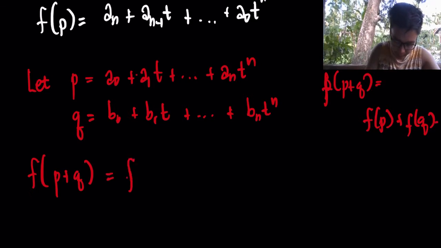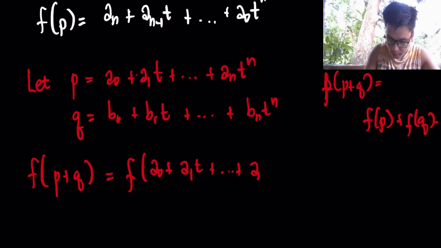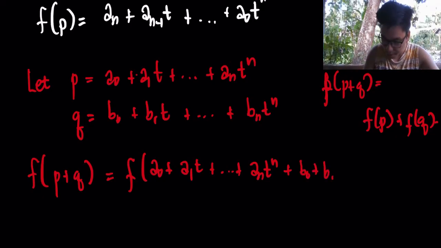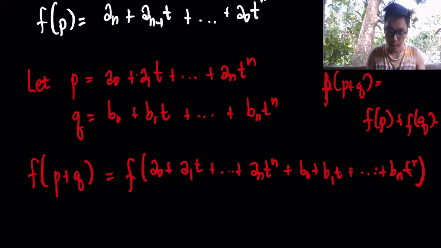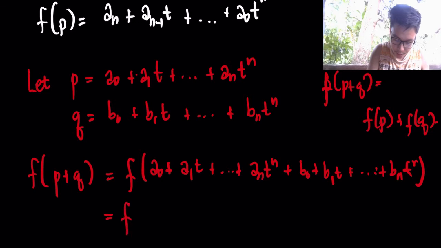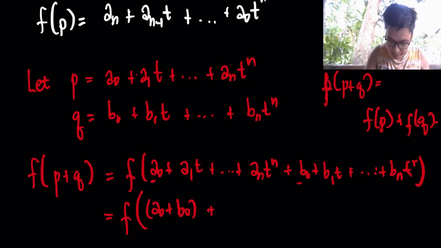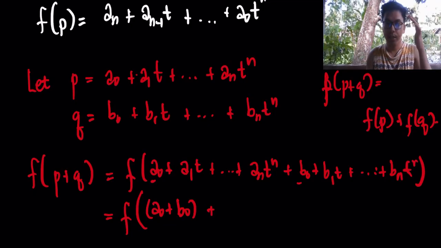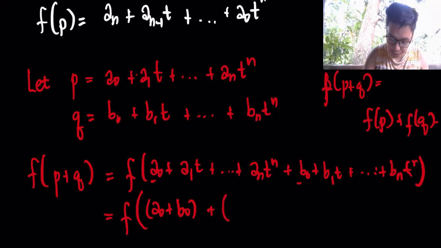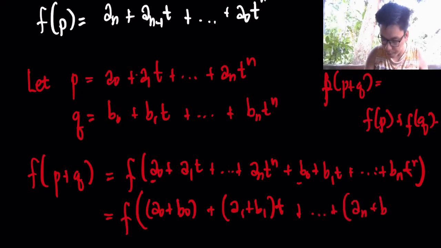So technically this is the same as f of your p here, which is a sub 0 plus a1 t plus up until an times t to the n, and then I can add to that the part of q, that's b sub 0 plus b1 t plus up until bn times t to the n. Okay? Now, observe that I can write this in this way: a sub 0 plus b sub 0. That means I group them according to their subscripts. So a sub 0 plus b sub 0, plus I'd also have a1 plus b1, and that's t, plus up until you have an plus bn, that's t to the n.